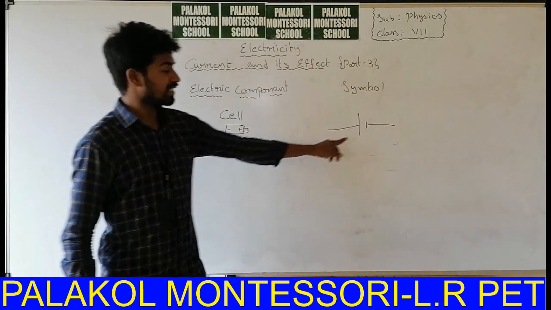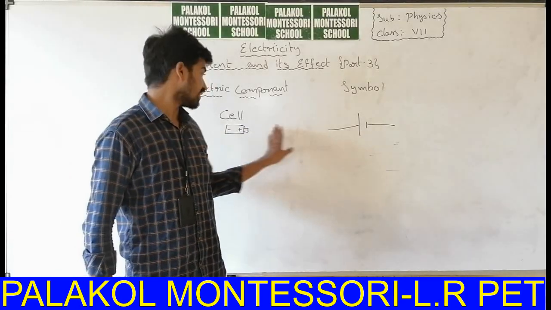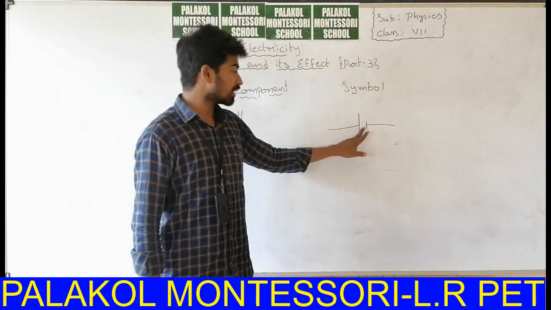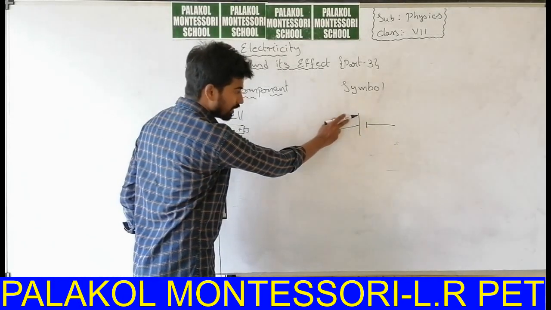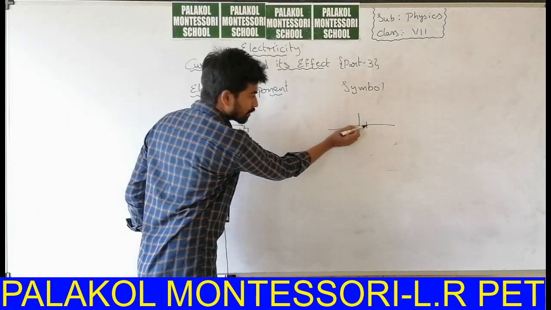So this is the symbol of the battery. What is the symbol of the cell? You can call it a battery or a cell. What is the symbol of the cell or battery? It is this one. It consists of two lines: one is a larger line and another one is a smaller line.